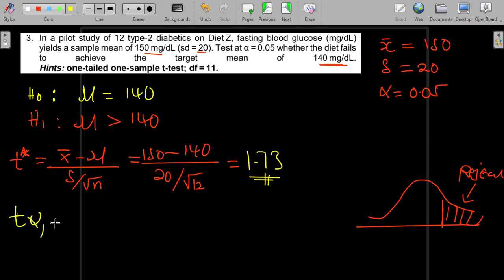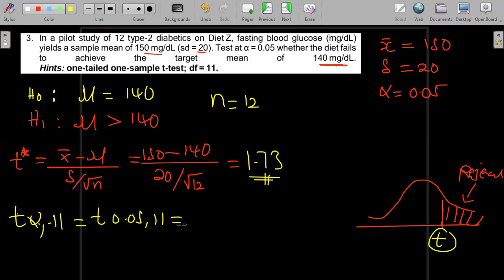So what about the value at the critical alpha? It will be T alpha and then the degrees of freedom. N here is 12, so the degrees of freedom is just 11. So it will be T 0.05, comma 11. Why are we not dividing this? Because this is a one-tailed t-test. We just want to find this value here.